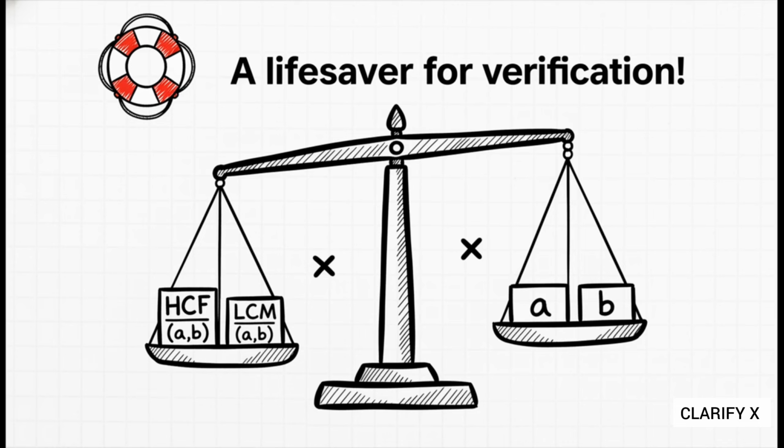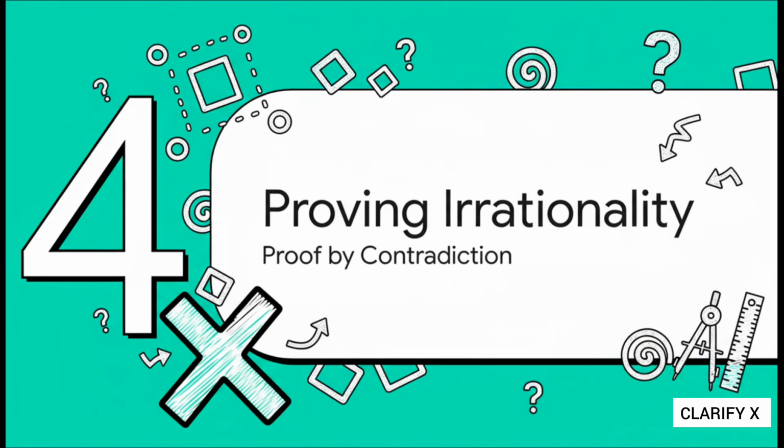If you've just calculated the HCF and LCM, you can do a super quick check. Just multiply them together and see if it equals the product of your original 2 numbers. If it does, you know you nailed it. Okay, let's talk about a special technique now.